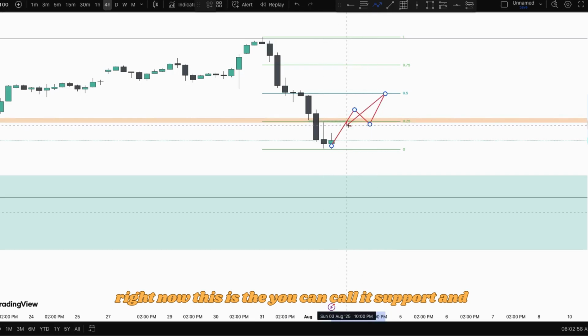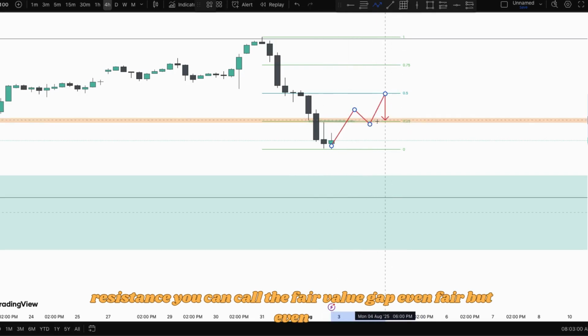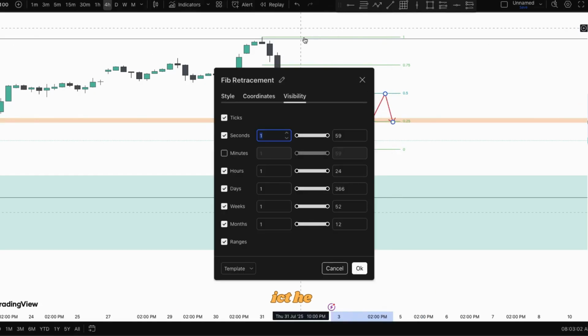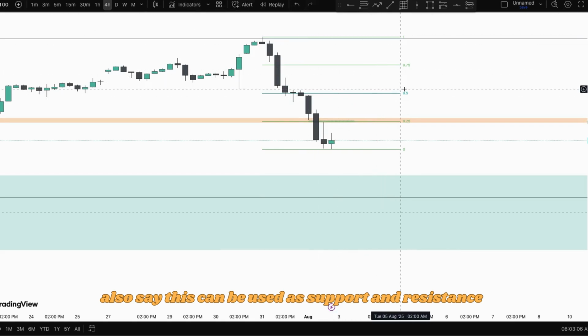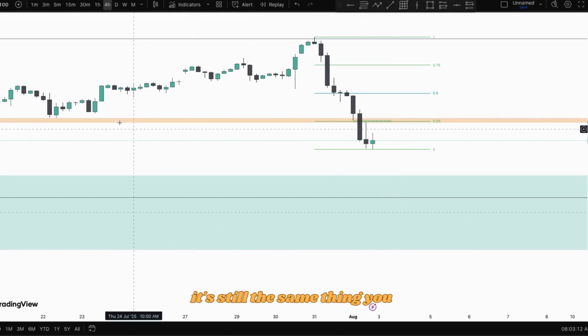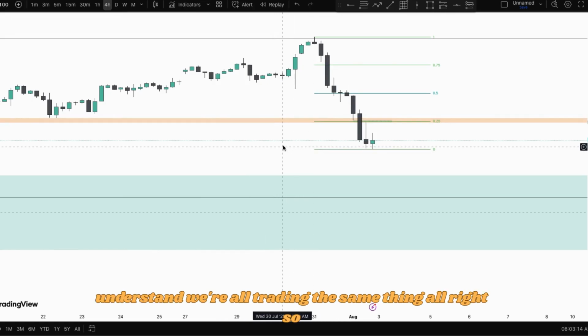This is, you can call it support and resistance. You can call it fair value gap. Even ICT, he also said this can be used as support and resistance. Support and resistance traders, you know, I always mention you guys. Shout out to you guys. It's still the same thing. You understand? We're all trading the same thing.